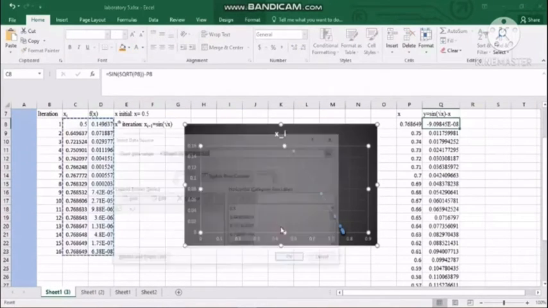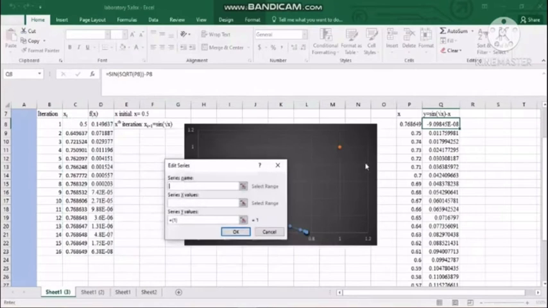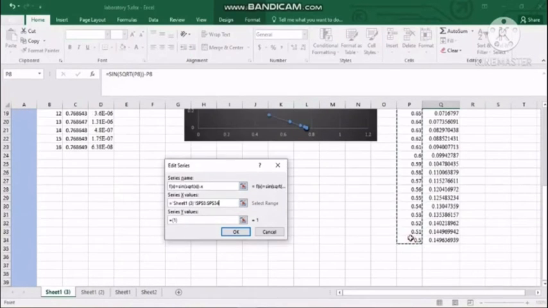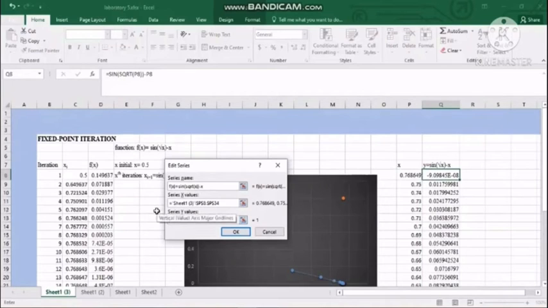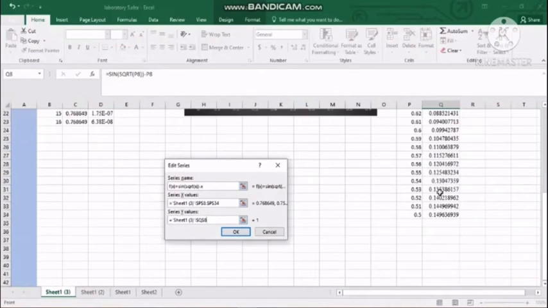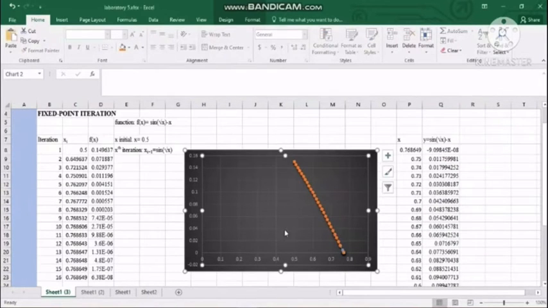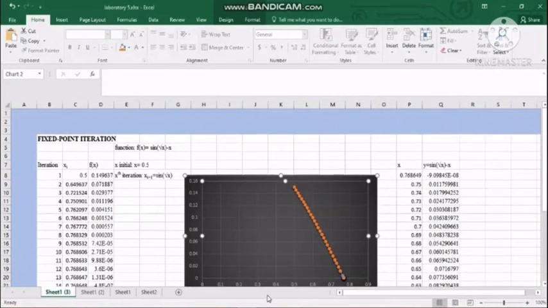Then right click, select data, add, and change the series name to f(x) = sine square root of x minus x. For the series x values we will use these until 0.5, and for the y values, the values of this until the last, and click OK. That's it for the first problem of this iteration.